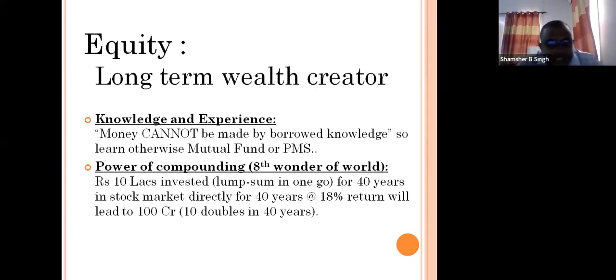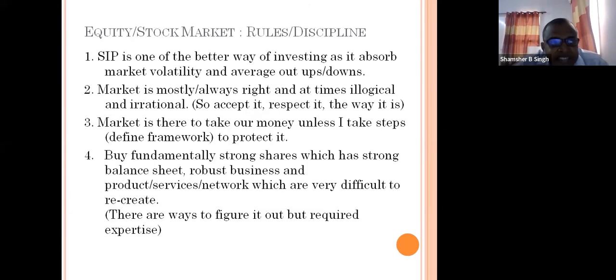So this is about equity market investment. Next, there are many rules and discipline which we need to follow when we invest in the equity market. The first one is SIP, one of the better ways of investing, as it absorbs market volatility and averages out ups and downs. SIP means systematic investment plan.